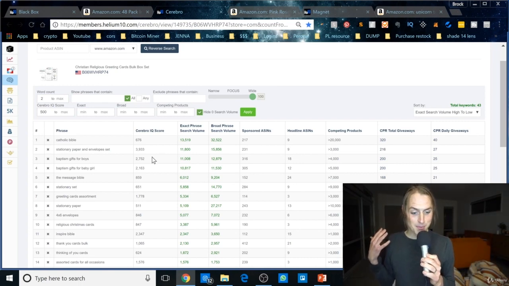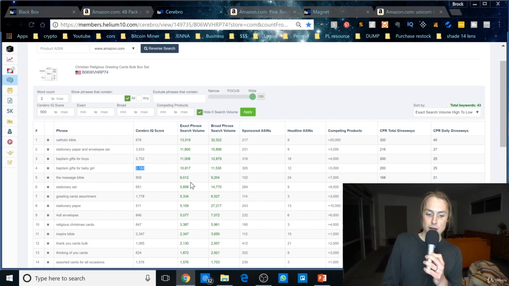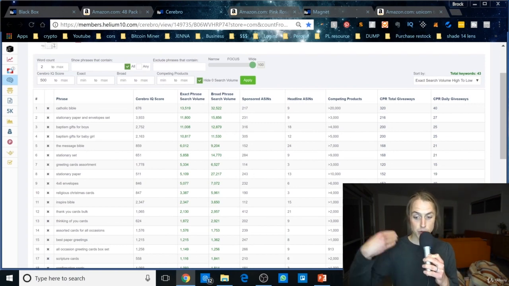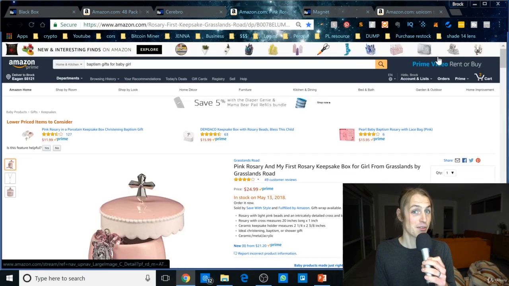For example, baptism gifts for girls right here, 2,163 Cerebro IQ score. I liked this one because it's in that gift category again, all right? So the fact that it has a high Cerebro IQ score means there are a lot of searches right there, and it means that there are not that many products. So there's 3 or 5 being sponsored on it, and there's only 5,000 actually ranking for that. What this means is that if we look on Amazon, they're probably not even well optimized for this keyword.